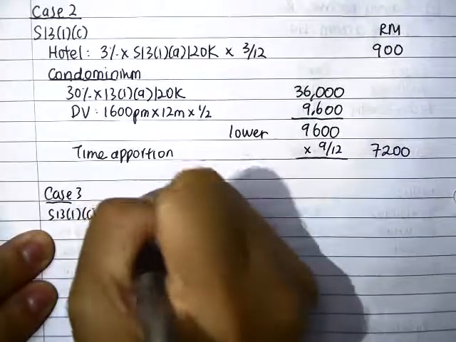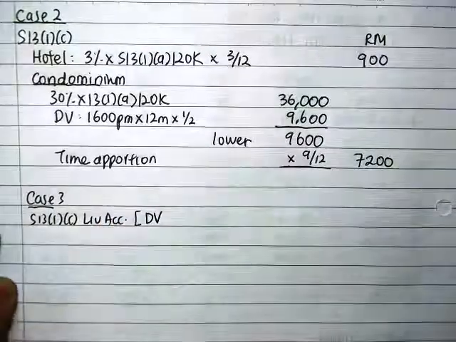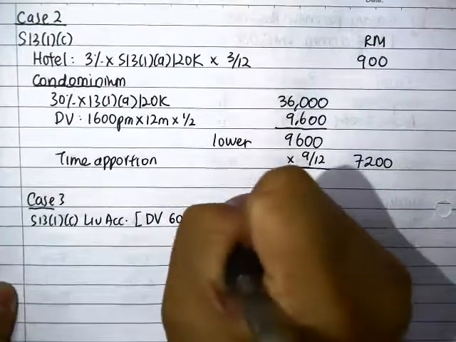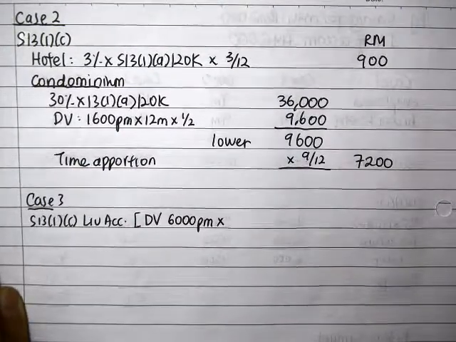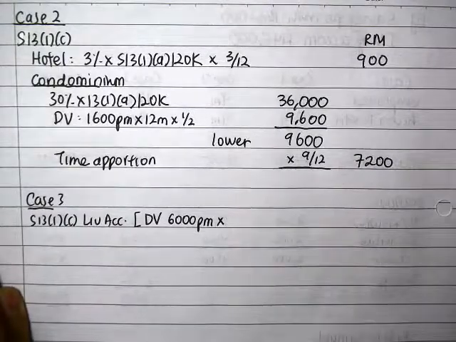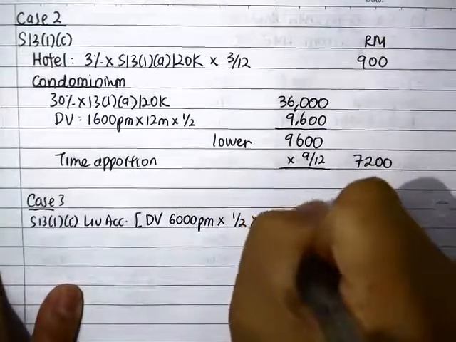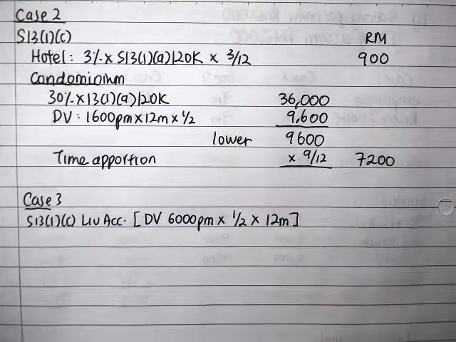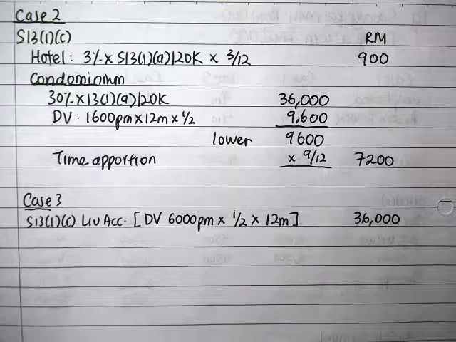your living accommodation is based on what? You don't compare, right? You straight away take the defined value. How much is the defined value? 6,000 ringgit per month. Now anything to adjust, usage, can I adjust? Can or not? Usage, cannot, right? Once you're non-service director of control company, usage is not relevant. So you adjust the sharing: times half times 12 months, right? So the value is 36. Follow? It's very simple, huh?